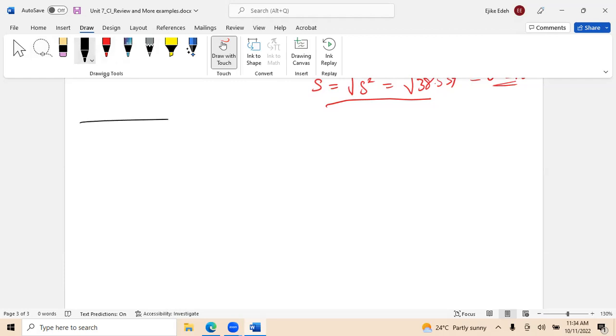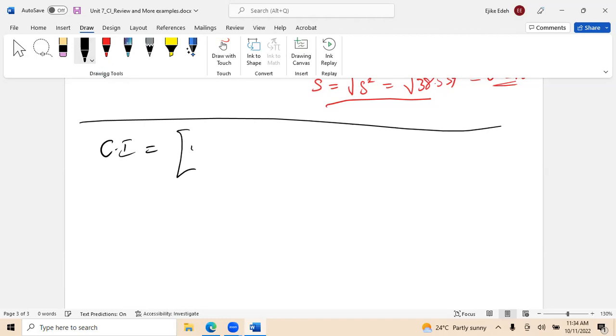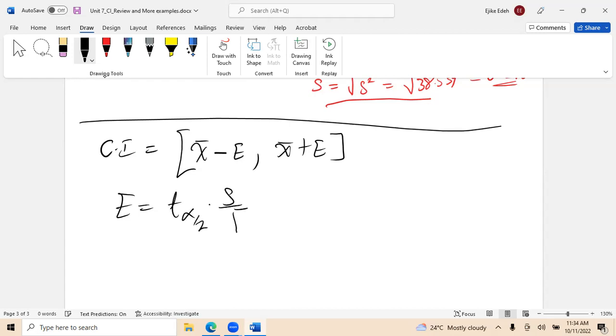We are doing a T, because we don't have the population standard deviation. So on the lower bound we have the mean minus the margin of error, and on the upper bound we have the mean plus the margin of error. We know this is the confidence interval. Because we're doing a T, we can plug in for the margin of error: the critical value T alpha over 2 times the sample standard deviation divided by the square root of n.